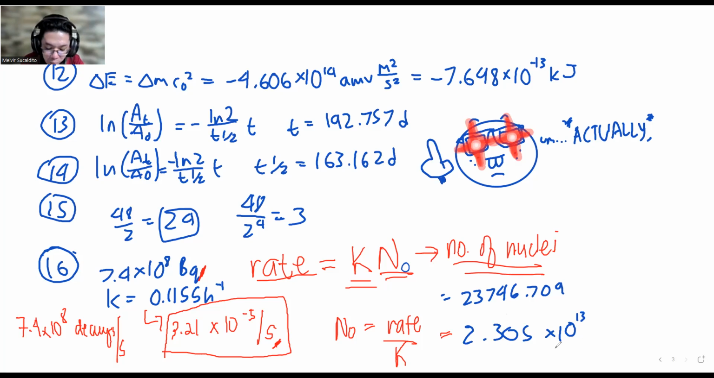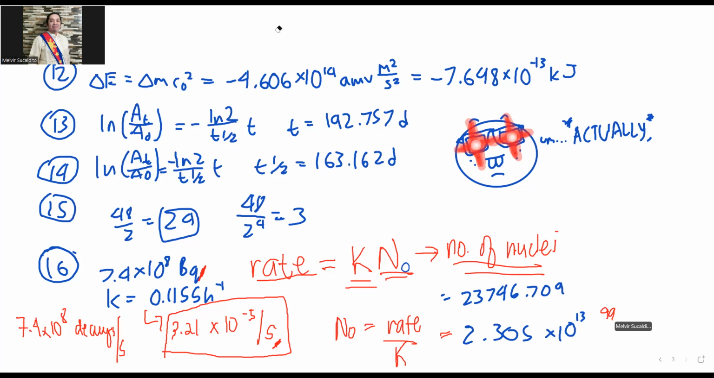Okay, good. 2.0 times 10 to the 13th. What is the unit this time? Number of technetium nuclei. Okay, so that's your 99m technetium nuclei.